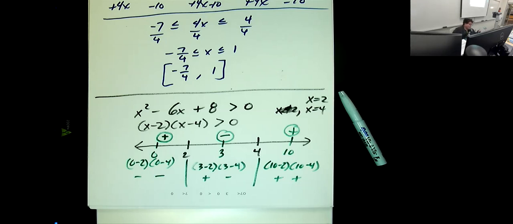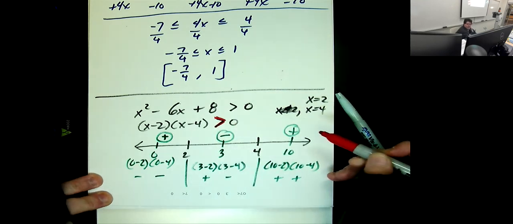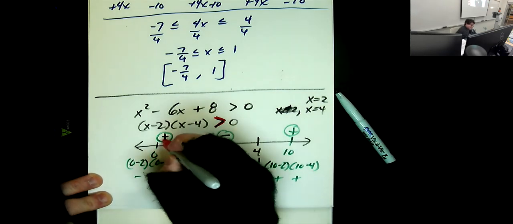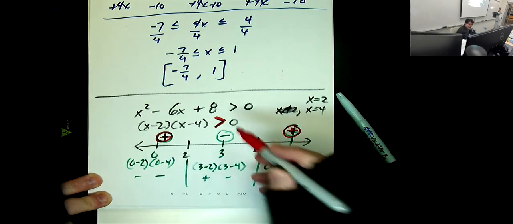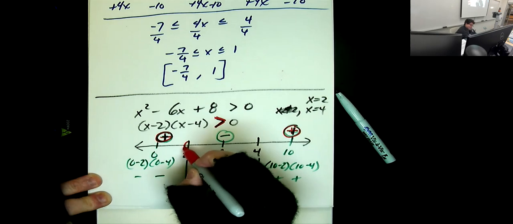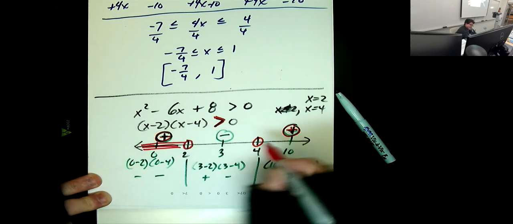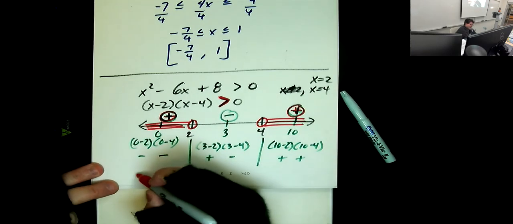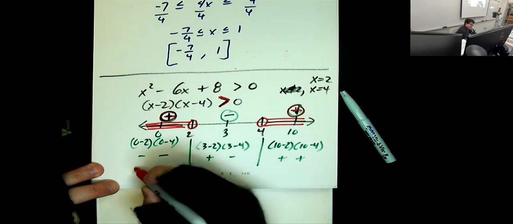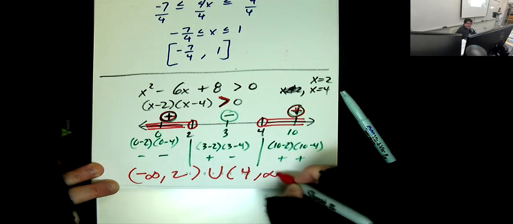So with that in mind, our original thing was greater than 0. Things that are greater than 0 are positive, so we're looking for the 2 positive regions. There is no equal sign, so we have hollow points. And we're doing the region that shades in that positive region. So we're looking at negative infinity to 2 in union with 4 to infinity.